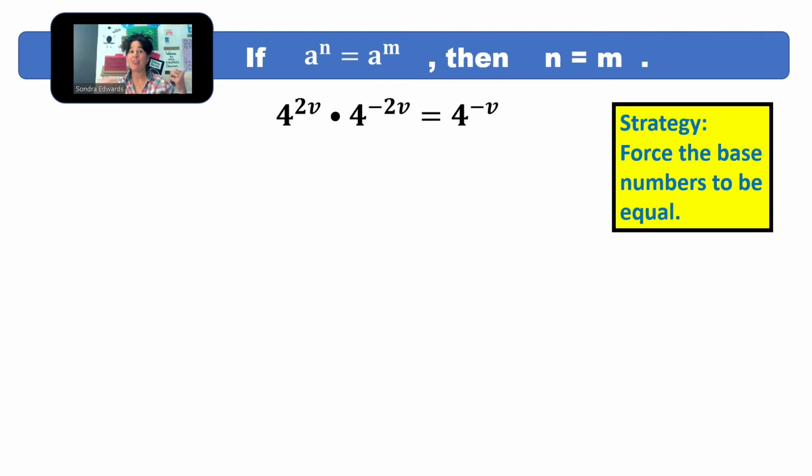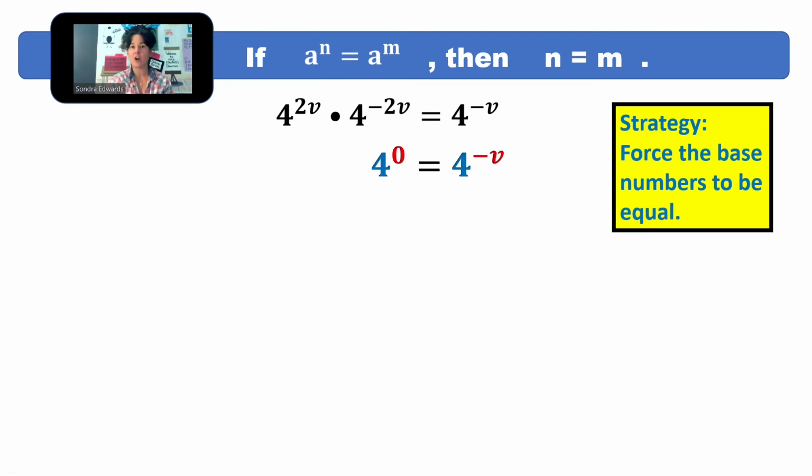I'm going to do 3 more examples. It might be overkill for examples, but I'm trying to make sure that you are seeing every scenario out there. Going to force those bases to match up. Notice that we are multiplying two things together that have like bases. So when you have like bases, you add exponents. Adding those exponents, I'm going to have negative 2v plus negative 2v, which is 0.